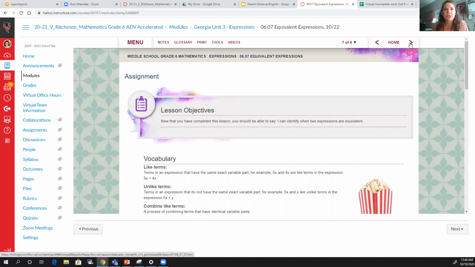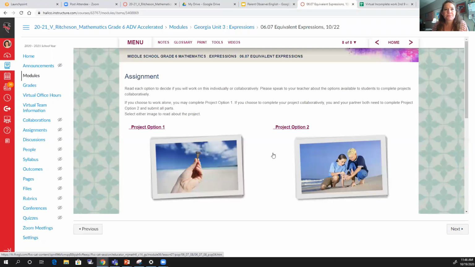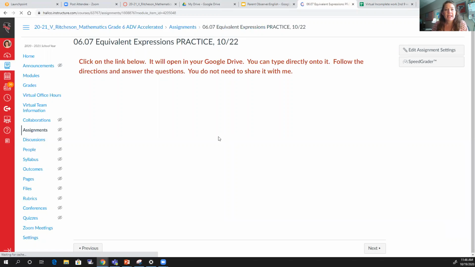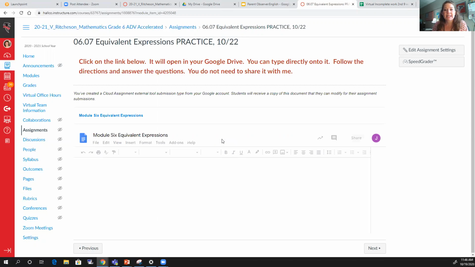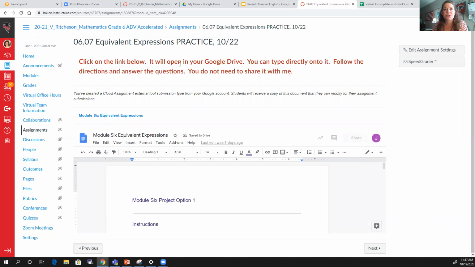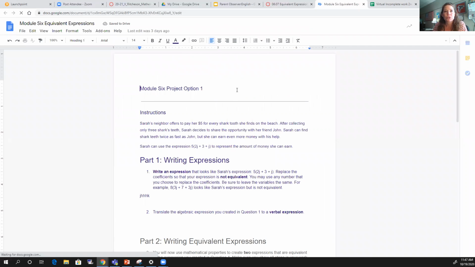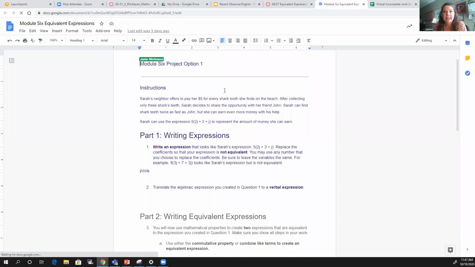All right, so then when you get to page 8 of 8, it's gonna tell you you're gonna do a little project option 1. Well, I have taken this page and I have copied it. So if you'll go to next, here is that document. It says click on the link below. It will open in your Google Drive. You can type directly onto it. Follow the directions and answer the questions. You don't need to share it with me. I'll have access to it. So when you hit Module 6, Equivalent Expressions, it will pop up in your Google Drive. You can type right on it.